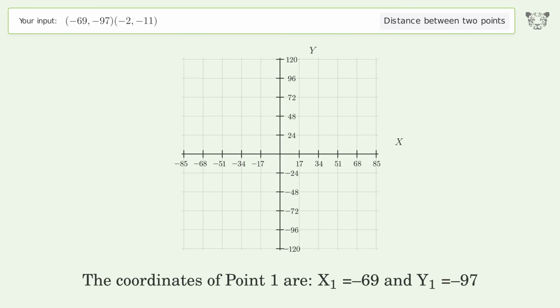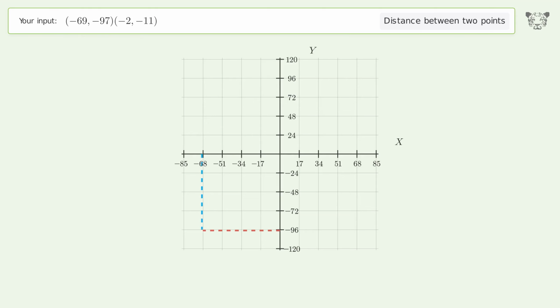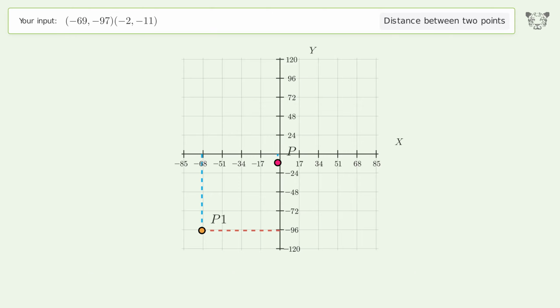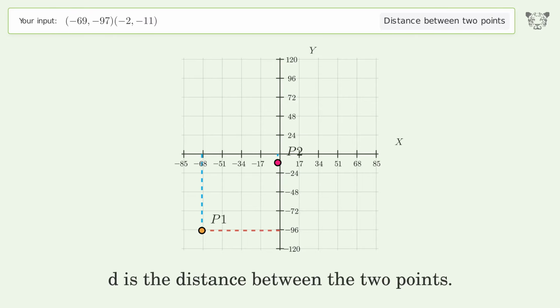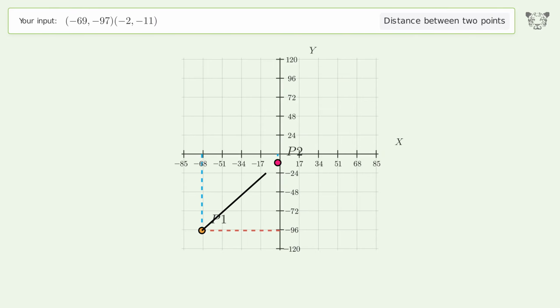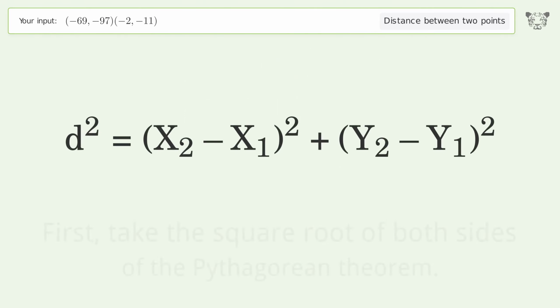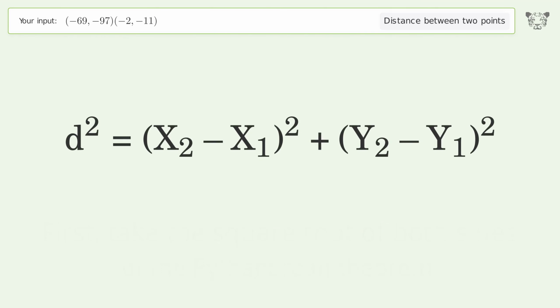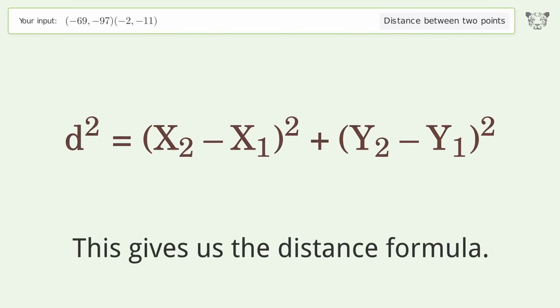The coordinates of point 1 are x1 equals -69 and y1 equals -97. The coordinates of point 2 are x2 equals -2 and y2 equals -11. D is the distance between the 2 points. First, take the square root of both sides of the Pythagorean theorem. This gives us the distance formula.